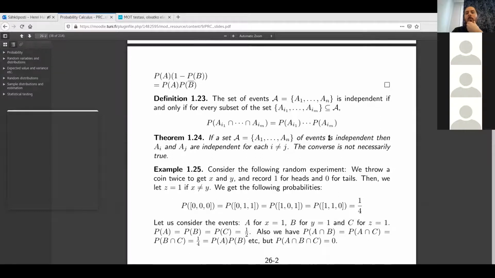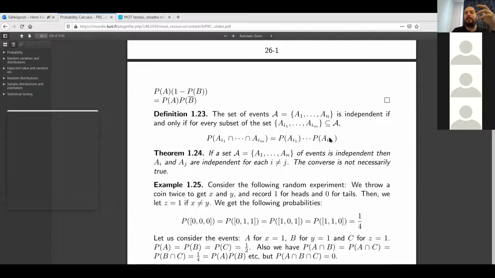Here's the thing. We can define a set of events as independent, and this is important to understand. A set of events is independent if and only if, no matter what kind of combination you take from those events, the probability of the intersection of that sub-collection is the product of the probabilities. And if a set of events is independent, then every pair is independent, but the converse is not true.